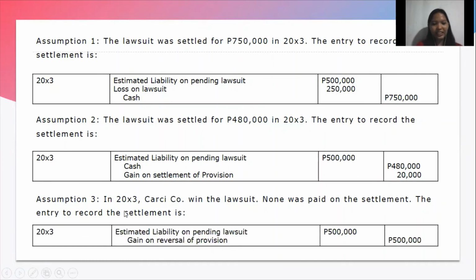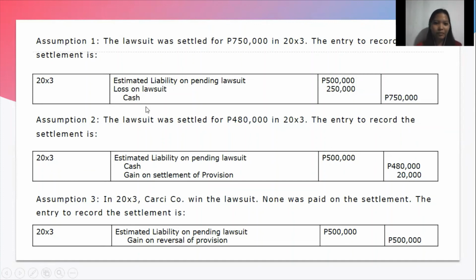In 20x3, Carsico won the lawsuit. None was paid on the settlement. The entry to record the settlement is reversal na. Since wala tayong binayaran na lawsuit on 20x3 at nag-recognize tayo in 20x1 na lawsuit, i-reverse natin ngayon. So, the entry to record is debit estimated liability pending lawsuit 500,000 and gain on reversal of provision 500,000 pesos.